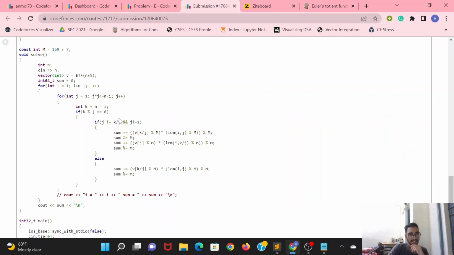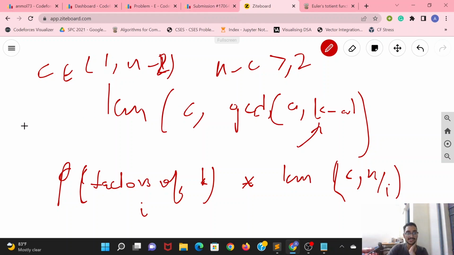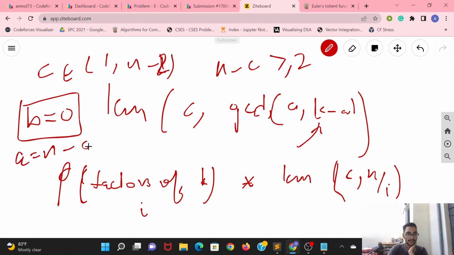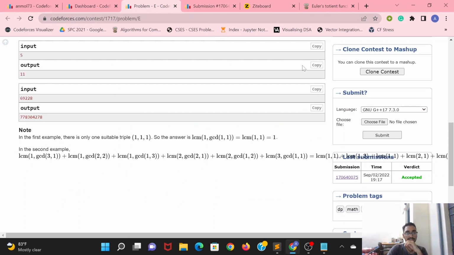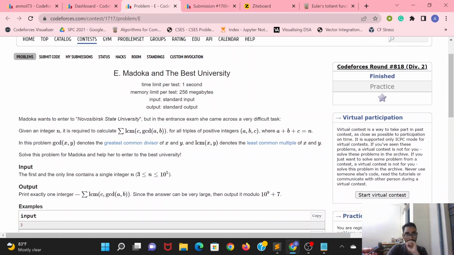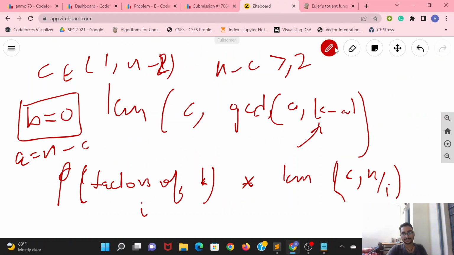So if k modulo j is 0, now I check whether the numbers are equal or not. I don't check for j not equal to 1 because I don't want this to be exactly equal to n minus i, because in that case b will come out to be 0, which is not allowed. If a is exactly n minus c, then b is 0, and the question states that all triplets are of positive integers.